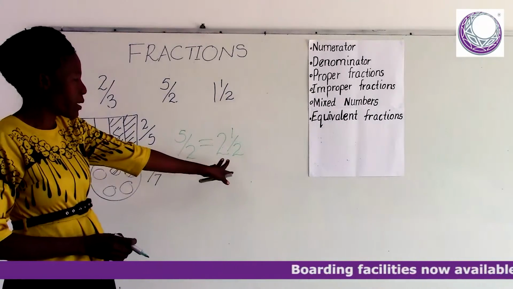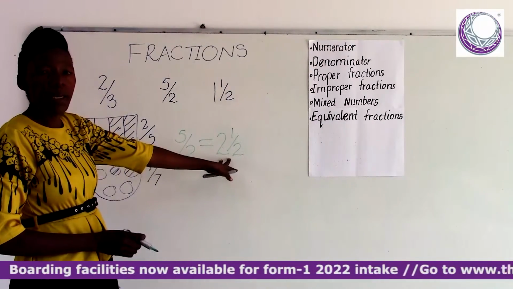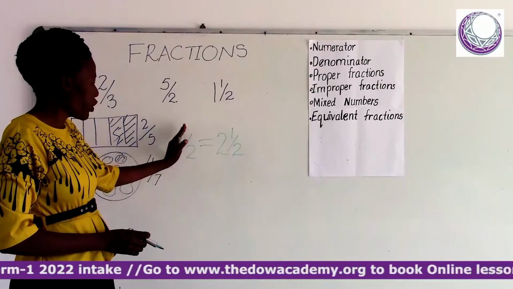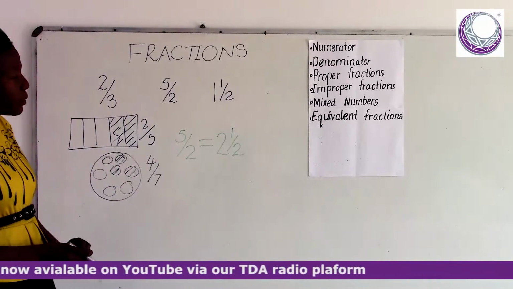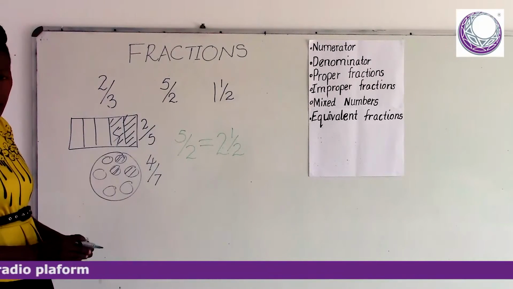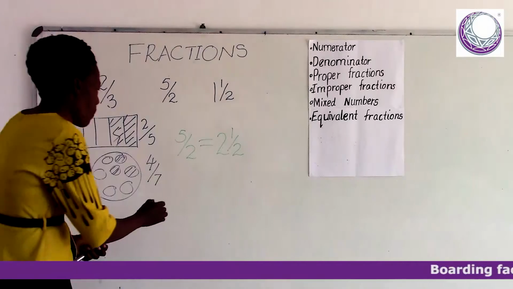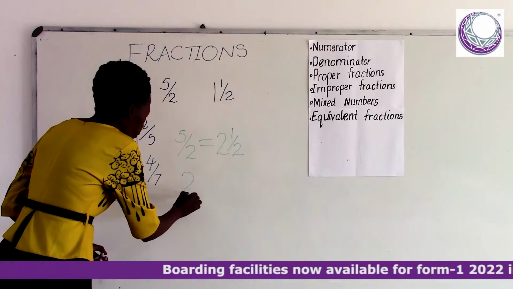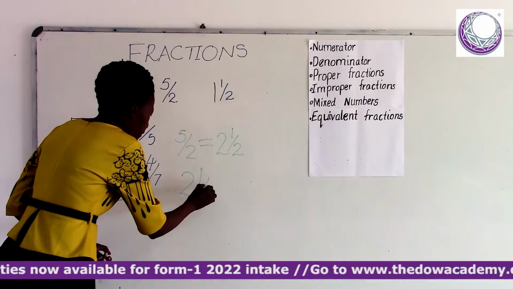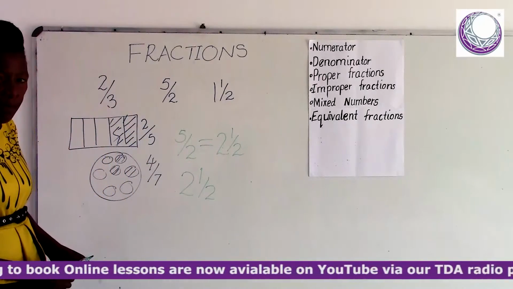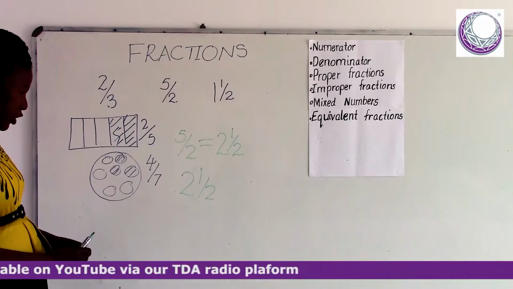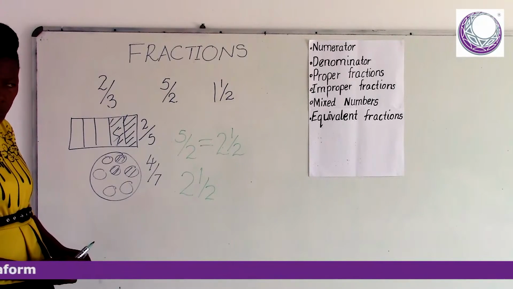This now gives us our answer as a mixed number, meaning we have changed our improper fraction to a mixed number. We still can change the same mixed number back to an improper fraction. We have 2 and a half there. We want to change this to an improper fraction. What are we going to do?